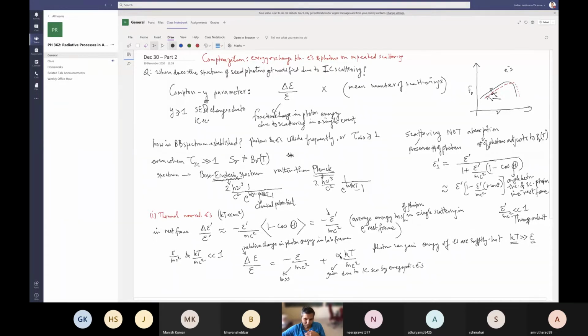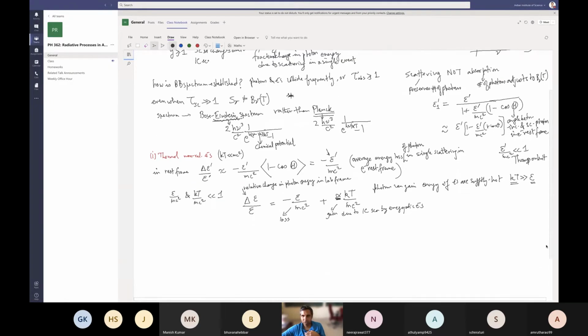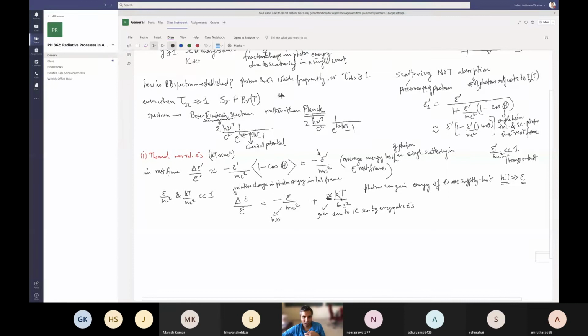Now the question is, what is the value of this alpha? Alpha is something which is of order unity, because you have to get a negative answer when kT is small and a positive answer, that is, your photons gain energy, when kT is big compared to epsilon. Now let's consider these are thermal non-relativistic electrons. So your Ne is equal to K E squared e to the minus E by kT, right? This is Maxwell-Boltzmann.